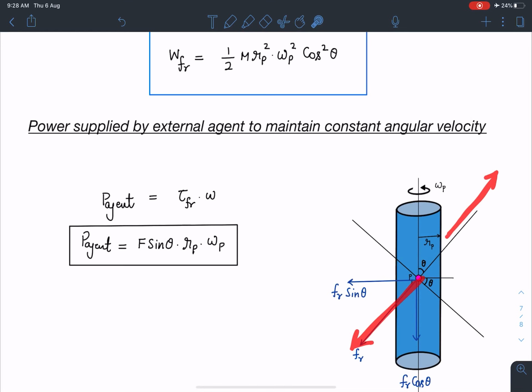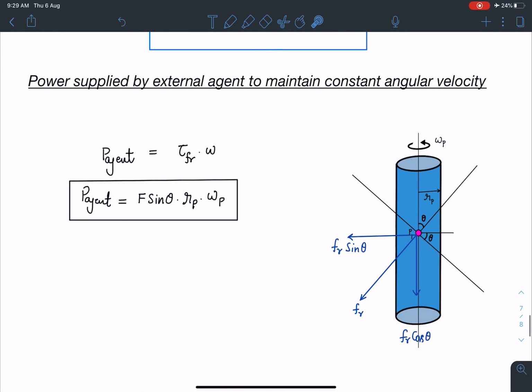So here this friction is going to have two components, Fr sin theta and Fr cos theta. So Fr cos theta is parallel to the axis, doesn't provide any torque, cannot do work. So this component of force is going to do the work, and this component is Fr sin theta. So its torque is going to be Fr sin theta times Rp. So this is the torque here, times omega P. This is going to be the instantaneous power supplied by the agent in order to maintain that omega after steady state is reached. So this is it.